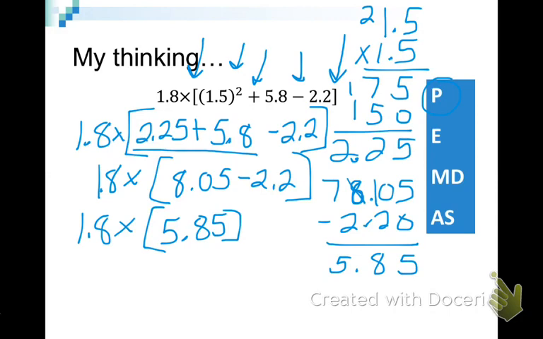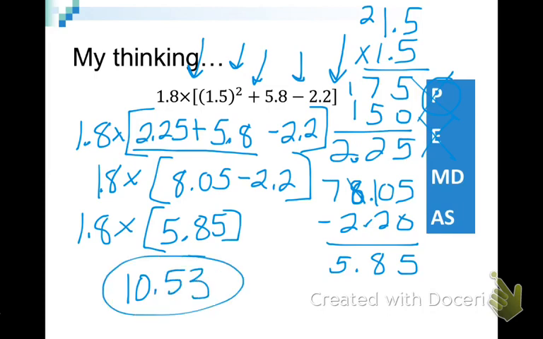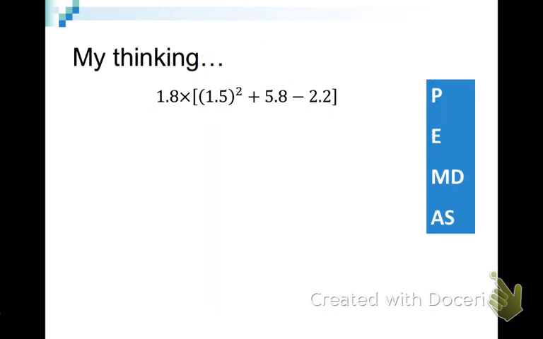I have simplified everything in my brackets or my parentheses, so I'm done with that. I do not see any other exponents, so now I'm looking at multiplying and dividing. This is multiplying, so I'm going to do 1.8 times 5.85. And when I do that, I end up with 10.53. All right, let's take a look at the next one.